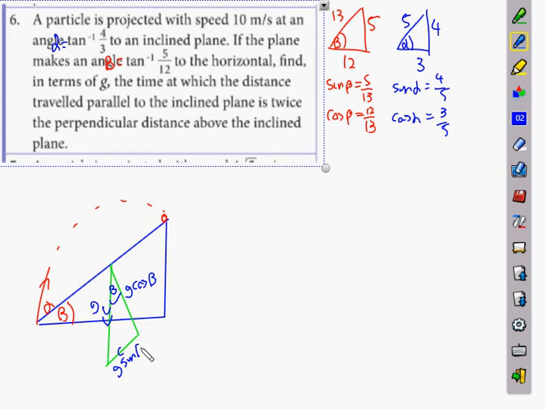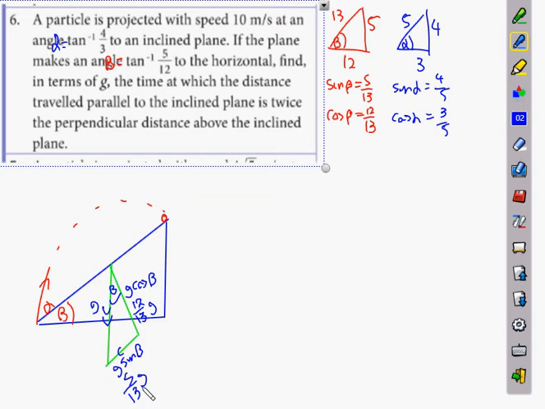Now, what is g cos beta? g cos beta is 12/13 g, and g sine beta is 5/13 g. So we've broken that up into our components, okay?